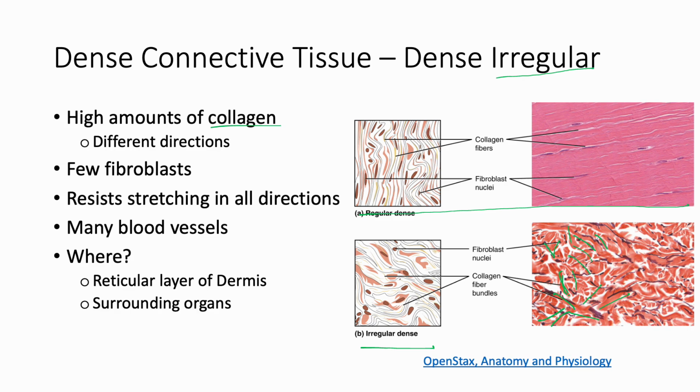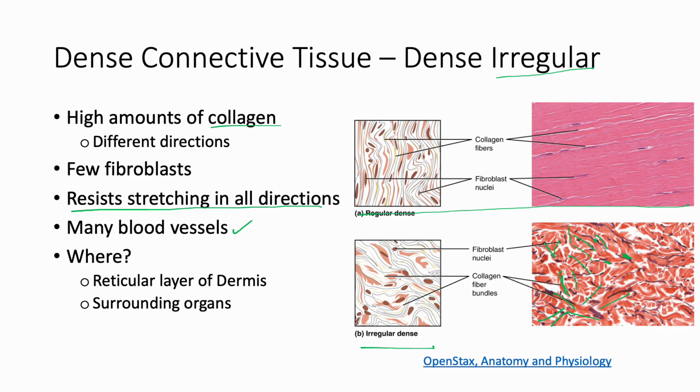Now we see that we still have few of the fibroblast cells. But the difference in the function of this tissue, because we do have the fibers in different directions, is that it resists stretching in all directions. We also see the presence of more blood vessels in dense irregular connective tissue.